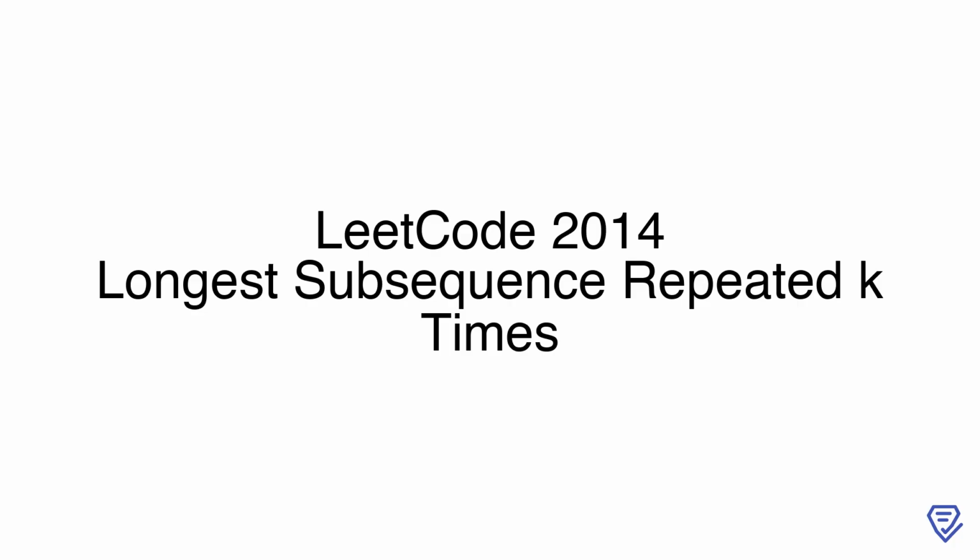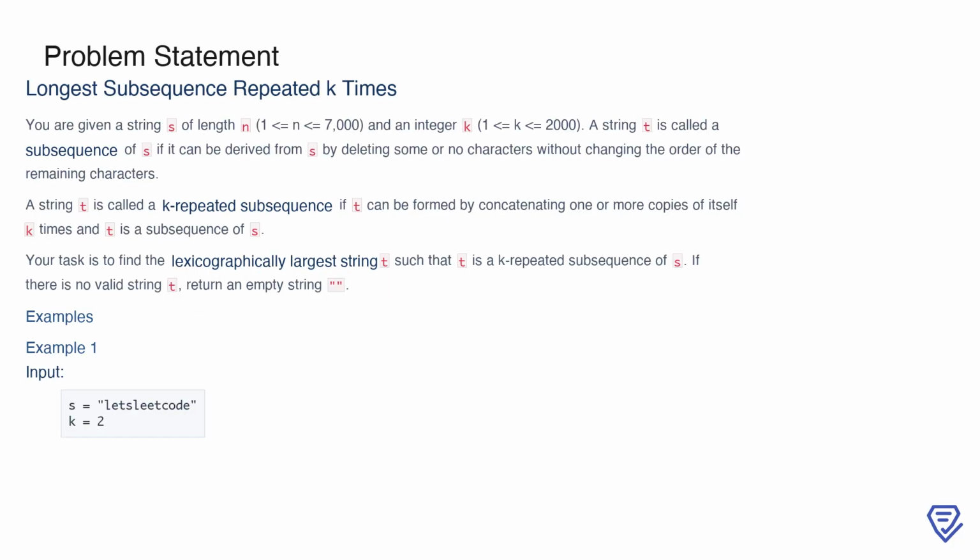Let's dive right in. In this problem, you are given a string s of length n and an integer k. The goal is to find the lexicographically largest string t that can be repeated k times to form a subsequence of s. A subsequence is a string that can be derived from another string by deleting some or no characters while maintaining the order of the remaining characters.